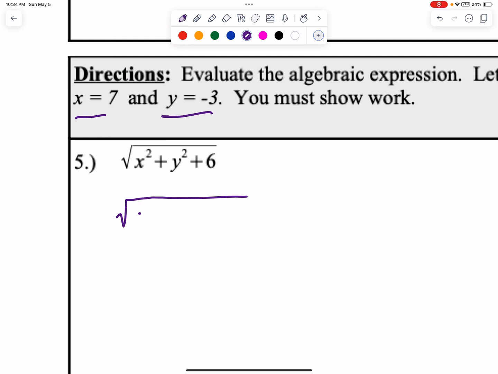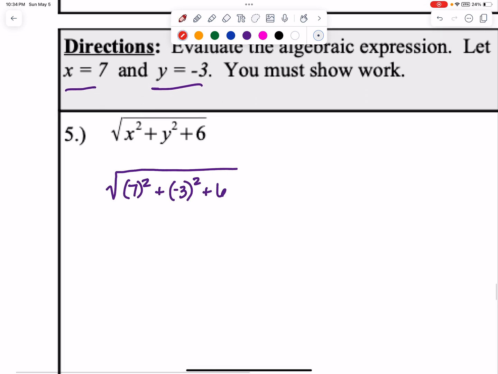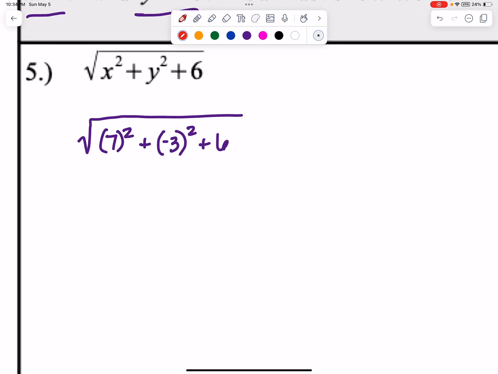So x is 7, so we're going to do a 7 squared, and it's this entire 7, plus what is the y? This is why you want to use the parentheses, especially with the negatives. It's the negative 3 squared, so that's a negative 3 times a negative 3. So just be careful with those squared exponent rules.